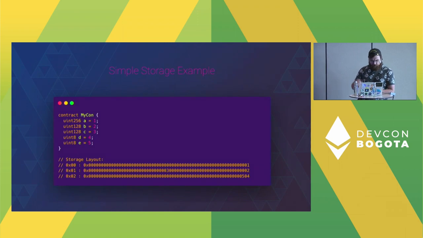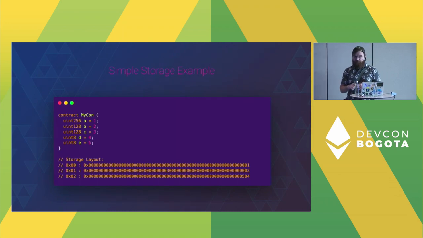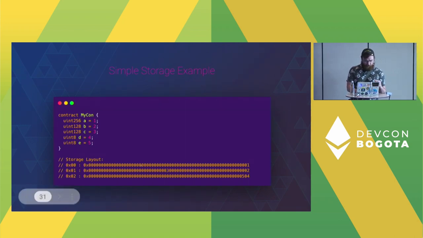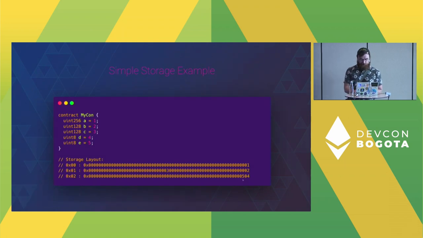So as a quick example, we have a contract. It's got five values in it. First is going to be a full UINT256, so we want to occupy an entire 32-byte slot with this. Next, we have two values of 128 bits, so basically 16 bytes each. These can be packed into a single slot, and we'll see that they are. So B is 2. It's here in the rightmost bit. And C is packed in the next rightmost place in that slot. And then finally, we have two UINT8s, which are stored here. All right, so everything is packed as tightly as possible in storage whenever we're doing this layout.